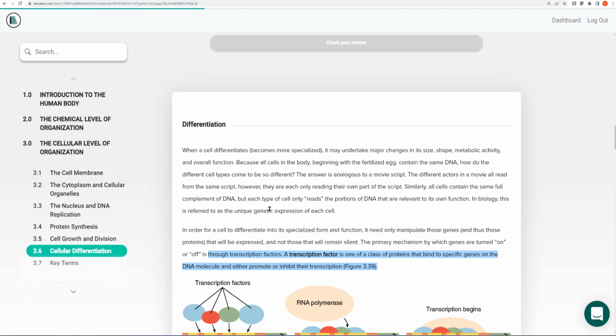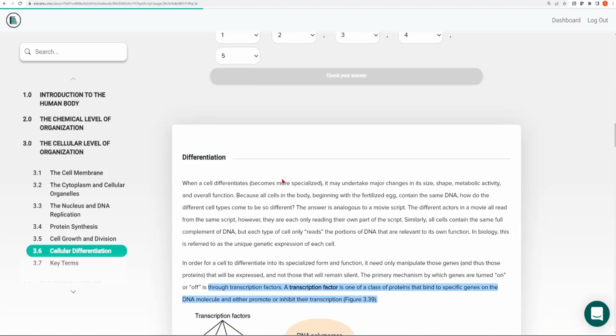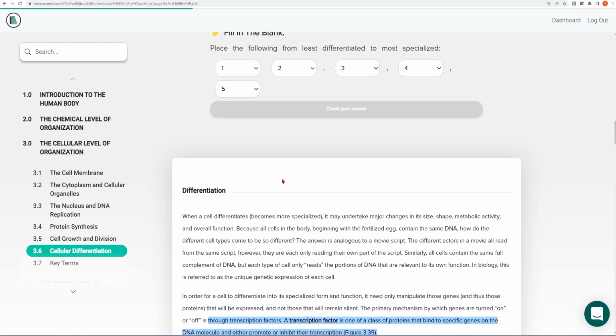So, differentiation is simply the process by which a cell becomes more specialized. I mentioned the other day that kidney cells and liver cells are different from each other. Well, how is that? Kidney cells and liver cells have exactly the same DNA in them. Remember, every cell in your body has exactly the same DNA in it. It has the same collection of genes. The difference is a kidney cell will only turn on some genes, and a liver cell will turn on different genes. That means that the kidney cell will make different proteins than the liver cell.